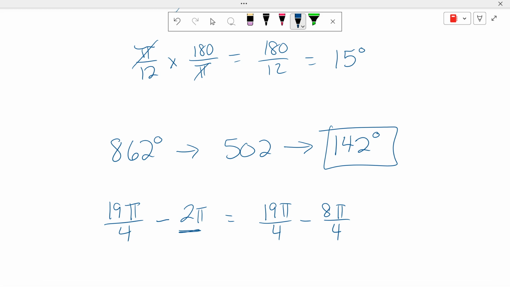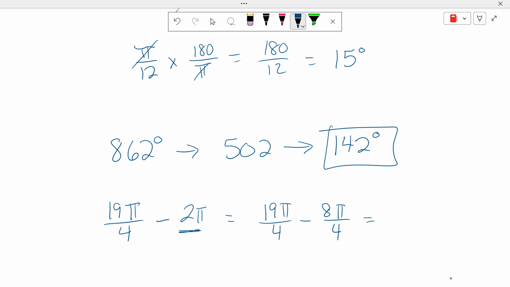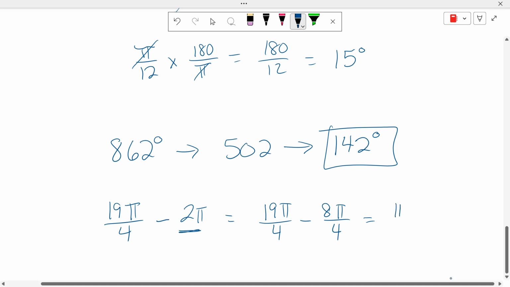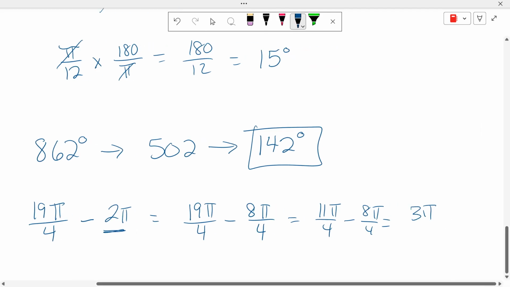So I just wrote this with fractions. Now, what's my coterminal angle? Well, 19 minus 8 is 11 pi over 4. How do I find another coterminal angle? Subtract another 8 pi over 4, and we get 3 pi over 4. Coterminal angles.